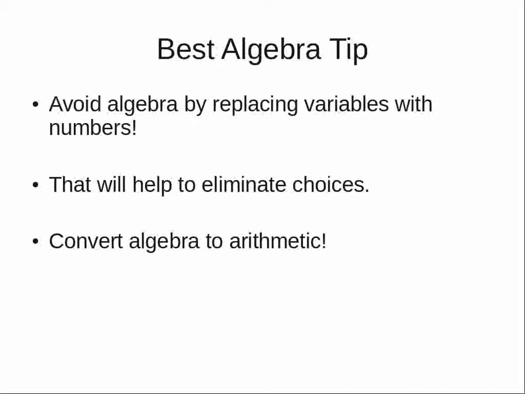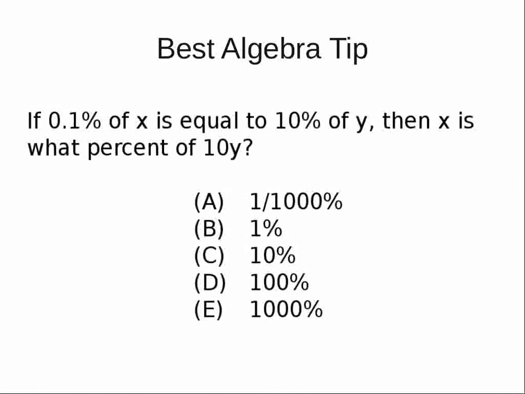Now, remember I said we don't want to answer questions directly. We simply want to eliminate wrong choices. Because we're doing that, that's the reason we can get away with sometimes replacing variables with numbers. Let me give you an example.